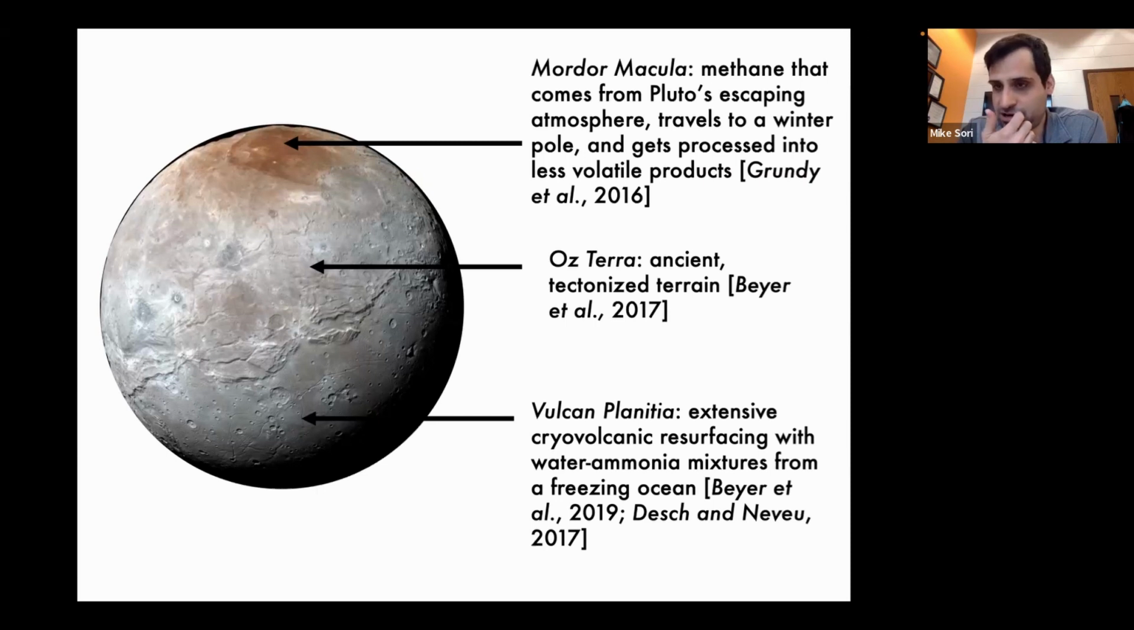So for the remainder of this talk, I'm going to be presenting an alternative hypothesis to just the first part of that idea that was led in a paper by Will Grundy. What we're going to be proposing is that maybe most of that idea is right, but we're going to be thinking about whether there could be an endogenic source of methane rather than an exogenic source of methane traveling from Pluto's escaping atmosphere. None of what I'm about to say is going to be a strike against the exogenic idea. I think that's still going to be in play by the end of this talk.